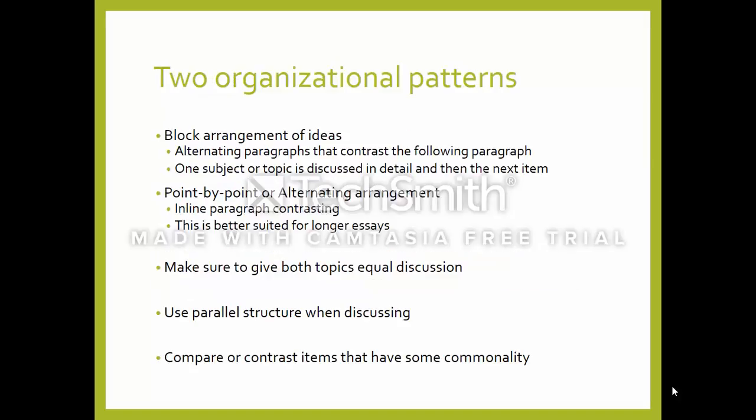One is called block arrangement, and then the other one is point by point or alternating arrangement. The alternating paragraphs contrast the following paragraph. So you have one subject or topic that is discussed in detail in one paragraph and a certain arrangement of particular attributes of that topic or subject. And then in the next paragraph, you will talk about the opposing topic or subject, but you will talk about the same things. And I'll show you in a second kind of how that works.